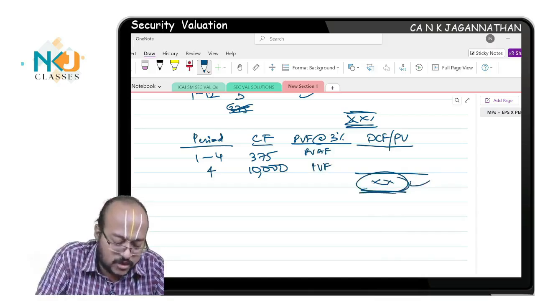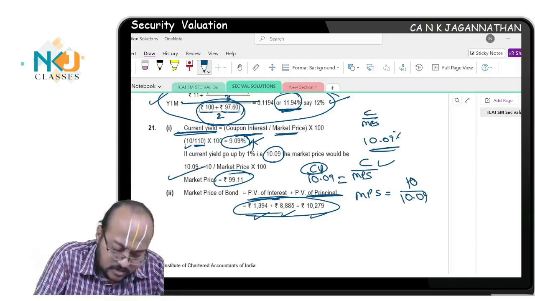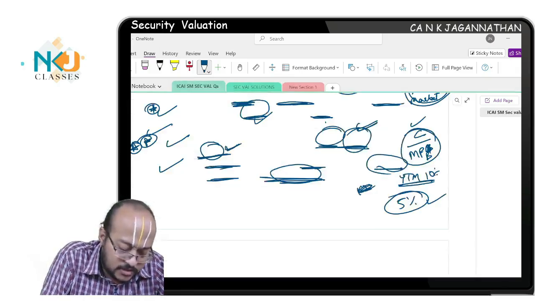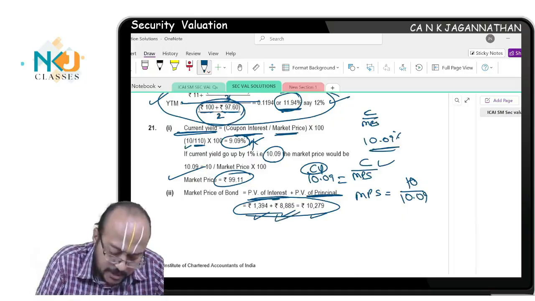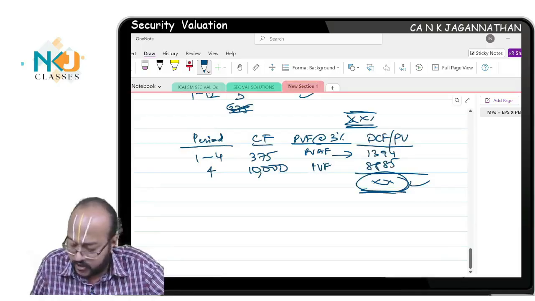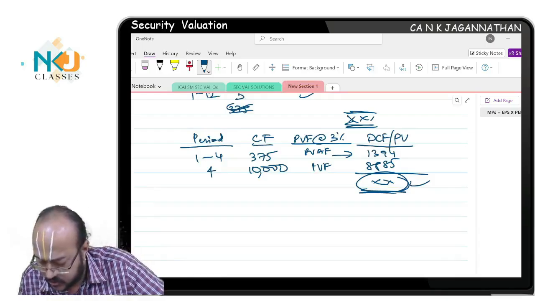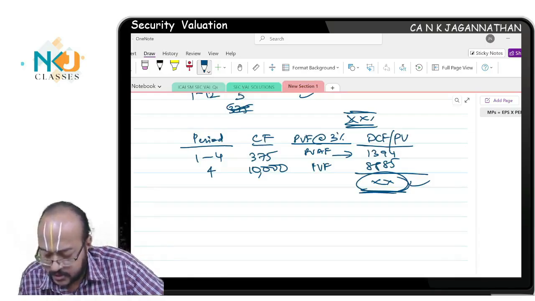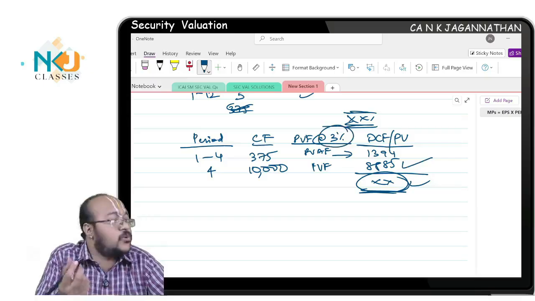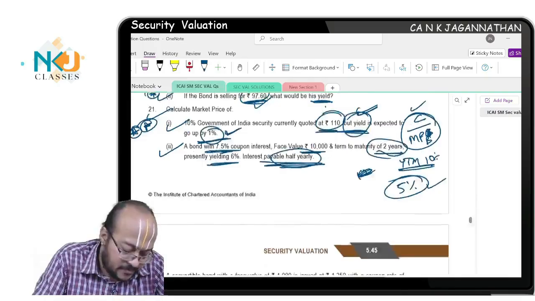You solve it. Here, this total will come to 1394; you can verify 1394. And the present value of the principal will be 8885. This alone we can verify. 1 divided by 1.03 is 0.8884, which is correct, the present value factor at 3%. How you get it, you need to show the calculation. That is what I have done, and you will get 8885.